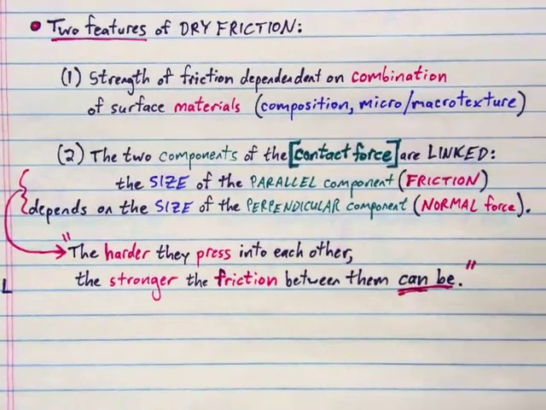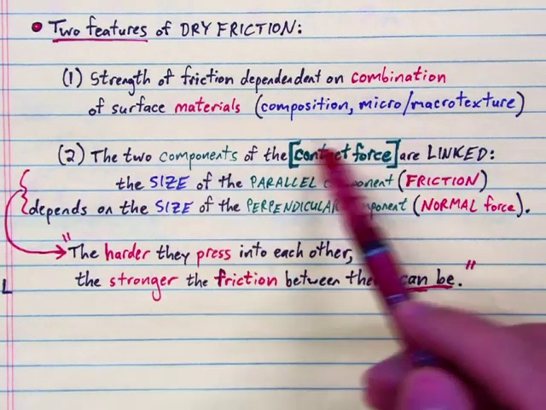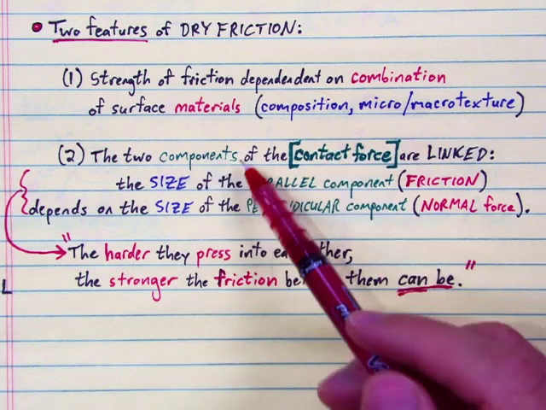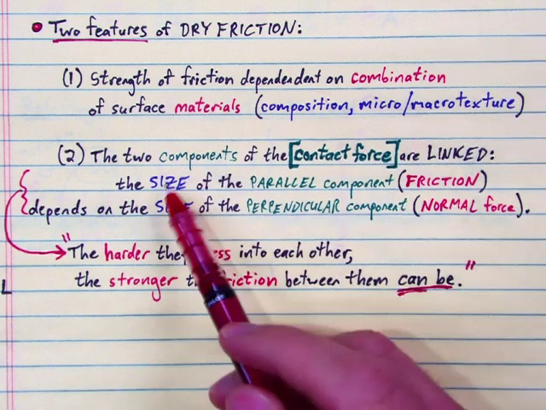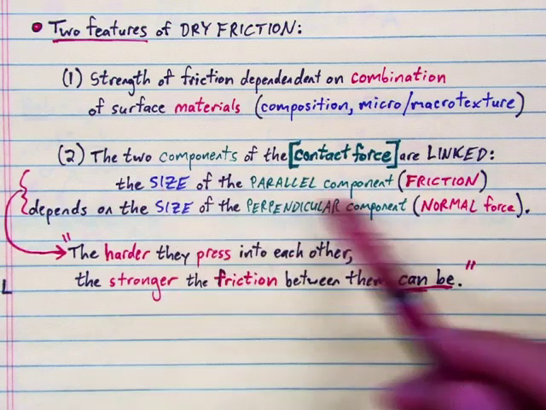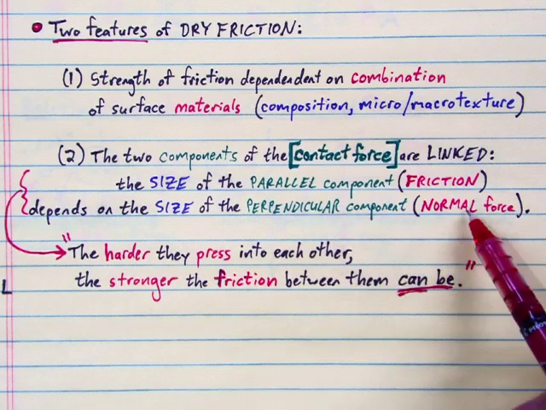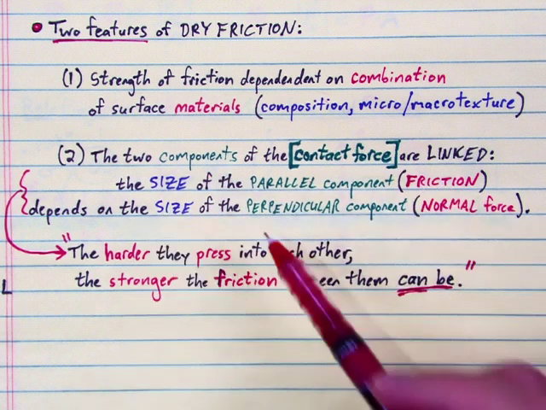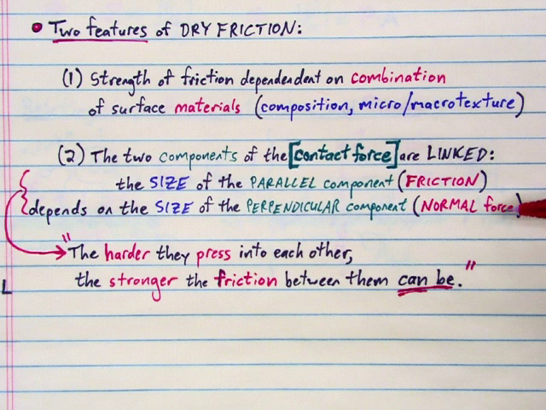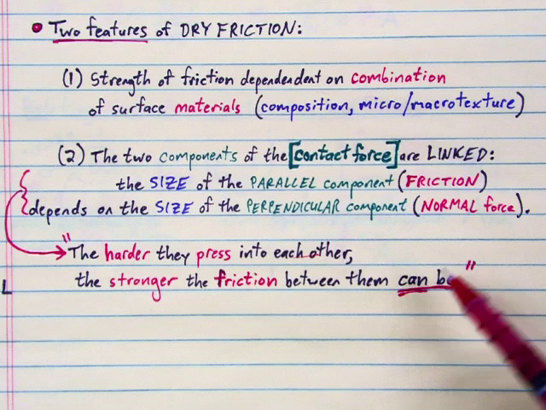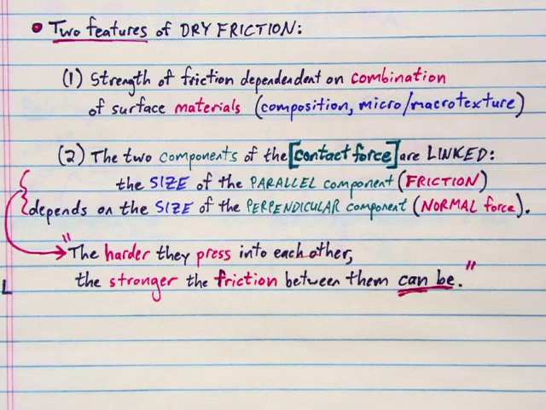Feature number two: the two components of the contact force between the two surfaces, the parallel and perpendicular components, are linked. The size of the parallel component, that's the friction, depends on the size of the perpendicular component of the contact force. That's the normal force. The size of friction depends on the size of the normal force. The normal force represents how hard the surfaces are pressing into each other. And so the harder they press into each other, the stronger the friction between them can be. That's the second key feature of this Coulomb model of dry friction.